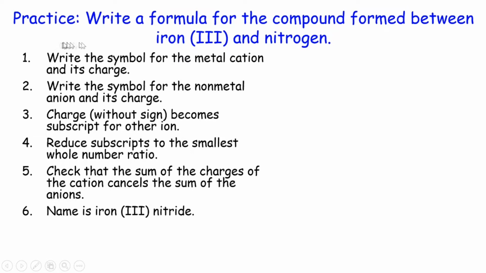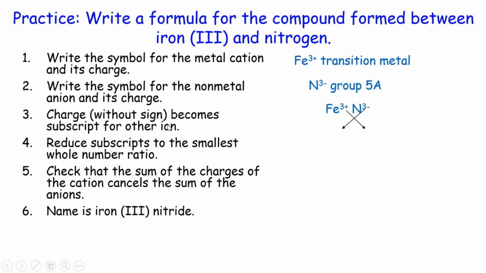Now let's work on writing a formula for the compound formed between iron 3 and nitrogen. Okay, we are going to follow those 5 steps. First one, write the symbol for the metal cation. Iron 3, that has to be Fe3+. So that's a transition metal. Then write the symbol for the non-metal ion and its charge. Group 5A already has 5 valence electrons, gaining 3 electrons will give it the octet configuration, making it more stable. Gaining 3 electrons, of course, 3 negative.